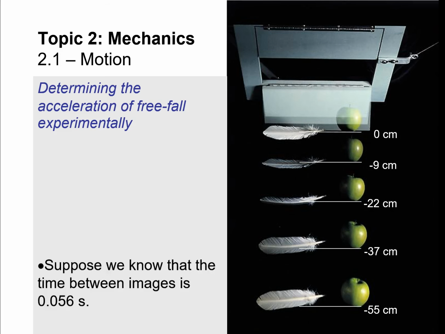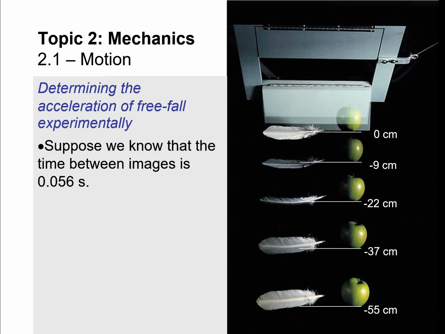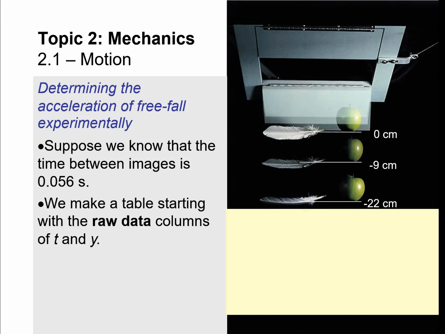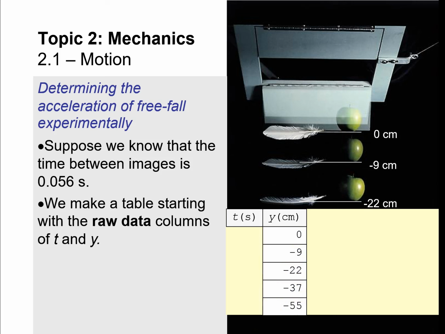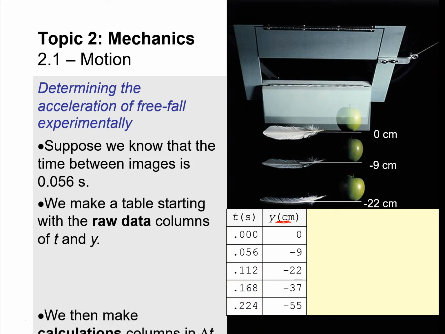Now we need to find the time. So he's going to suppose that the time between two images is 0.056 seconds, and with this you can make a data table using the raw data. So he's calling the vertical coordinate y, which is a traditional way of calling the vertical coordinate, and then the times would just be 0.056, adding, the first time is 0, 0.